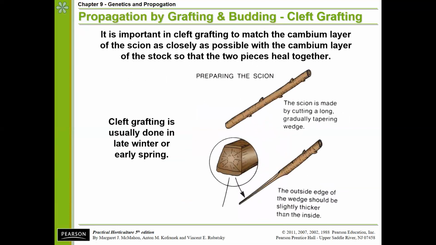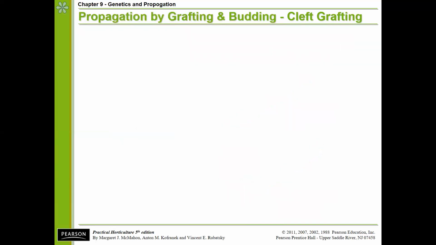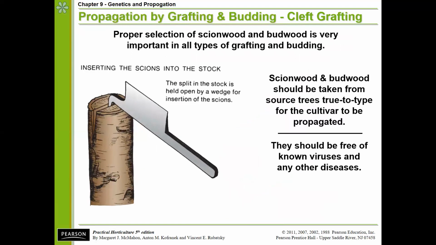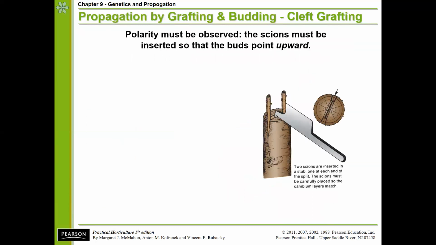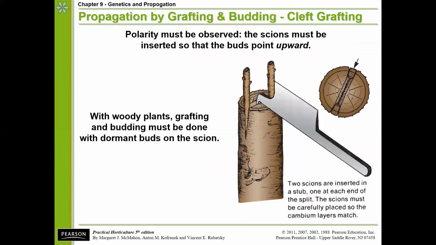Then with the scion, basically, we have to remove the outside edges on each end so that we can get that vascular cambium to line up. And you have to do two pieces in this case. So we will insert the scions into the stock by first splitting that stock and then holding it open with a wedge, and then putting the scions in place. Kind of pictured here, putting those scions in.